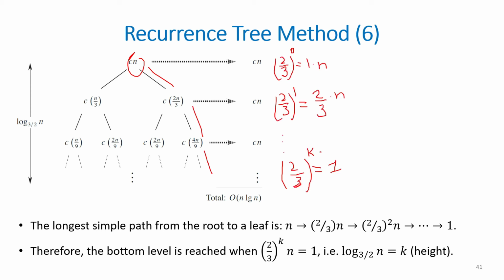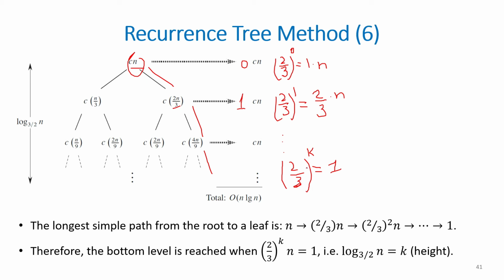Looking carefully, we see that the size of the problem at level 0 is (2/3)^0 n, which is n. So we have the same over here. Similarly, at level 1, the size of each subproblem becomes (2/3)^1 n, which is 2/3 times n, which we have over here. Similarly, we keep doing this until we reach the level where there is only a subproblem of size 1.